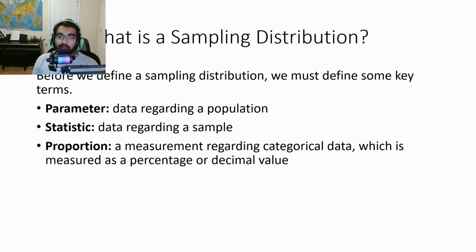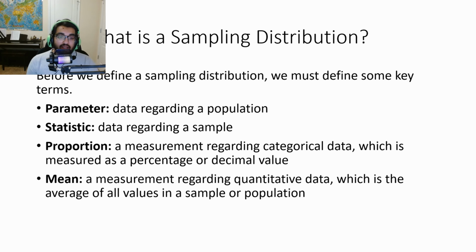A proportion is a measurement regarding categorical data, which is measured as a percentage or decimal value. You take a sample of 300 people, of which 65% like the color blue. That's a proportion. That's 65% or 0.65. Mean is a measurement regarding quantitative data, which is the average of all values in a sample or population. Like we were talking about earlier, average adult male height, that would be a mean.